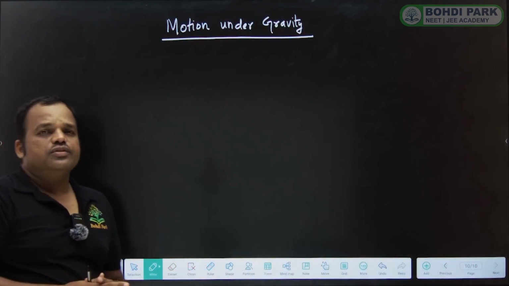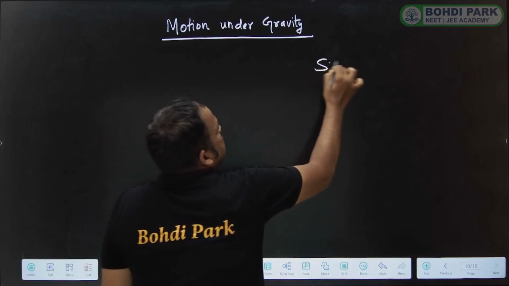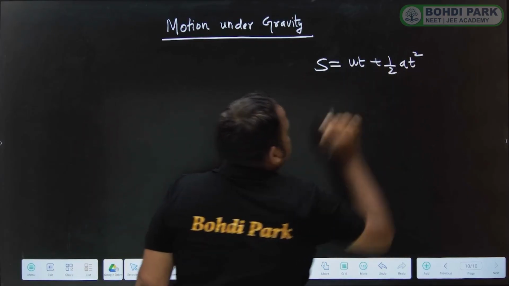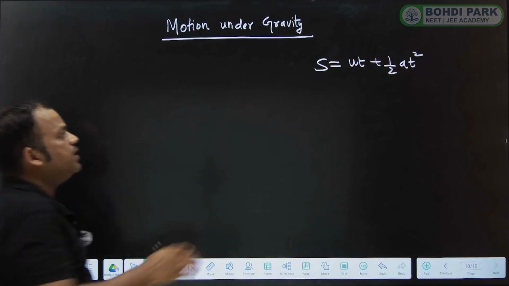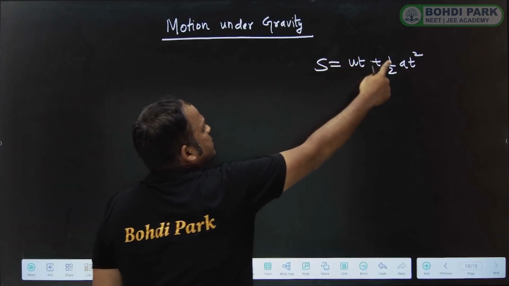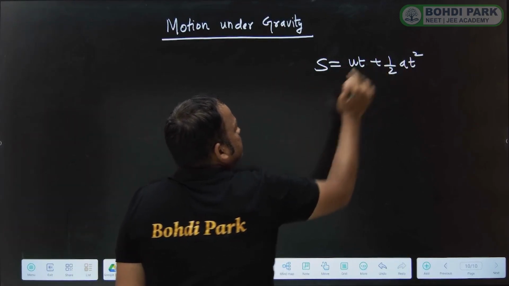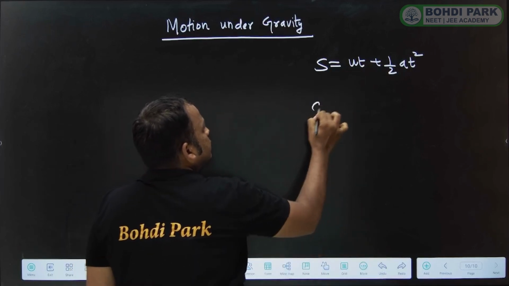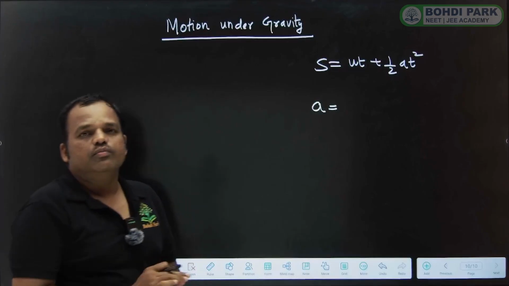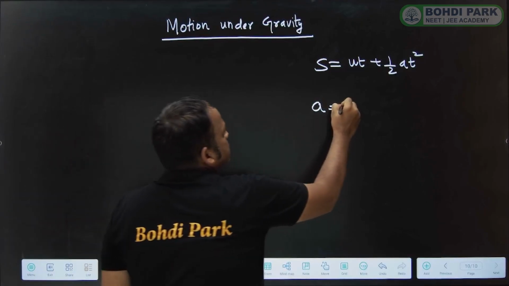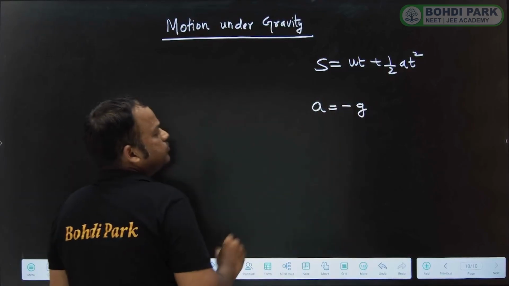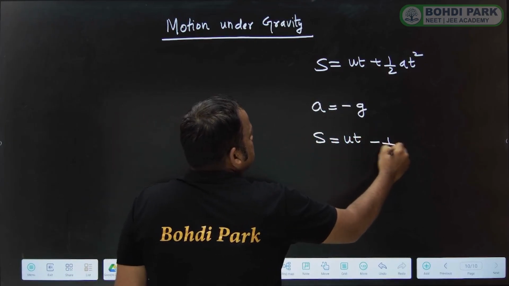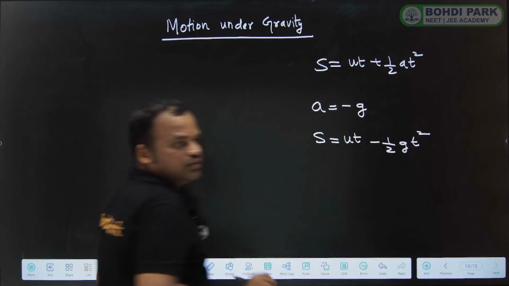So the equation of motion which we are going to use is S is equal to ut plus half at square, where S is displacement, u is initial velocity, a is the acceleration, t is the time taken. Now in motion under gravity, the acceleration is given as minus g. So S will be equal to ut minus half gt square.